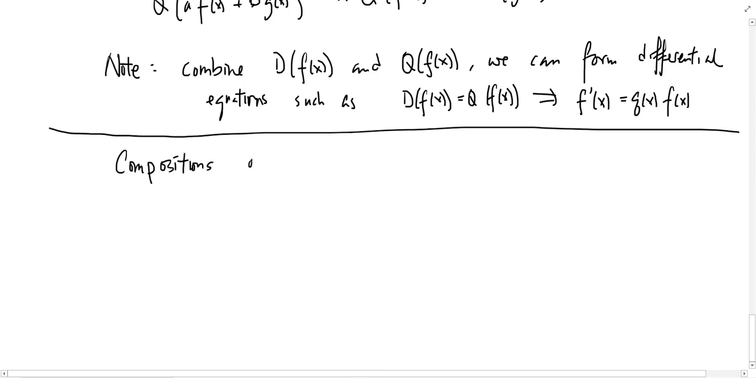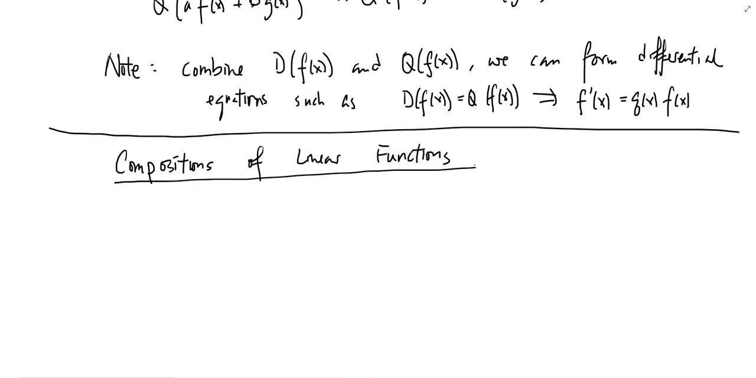Compositions of linear functions. If you recall in 3.1, we learned that when we define linear functions from Rn to Rm, they can be written in matrix form, and when we form linear compositions of them, the matrices just get multiplied together, which is a very nice and simple way to form a composition.